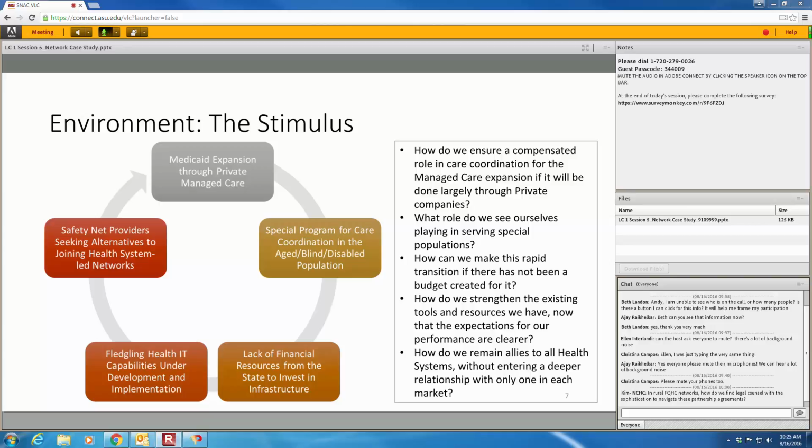Yeah, and we're going to hit on that a little bit later. The red box all the way at the end is safety net providers really seeking an alternative to being forced into health system-led networks. And we want to explore that because this network response is, as much as anything, what we feel is our best bet to have an alternative between that. I think someone else wanted to speak as well. I want to hear that, and then I'll reflect a little bit on these thoughts.